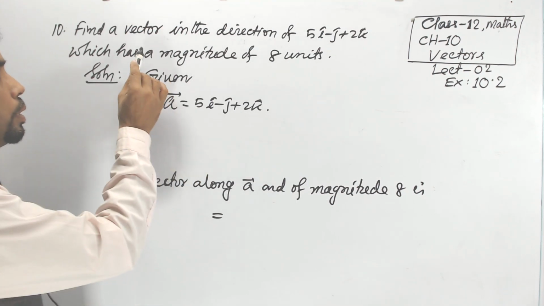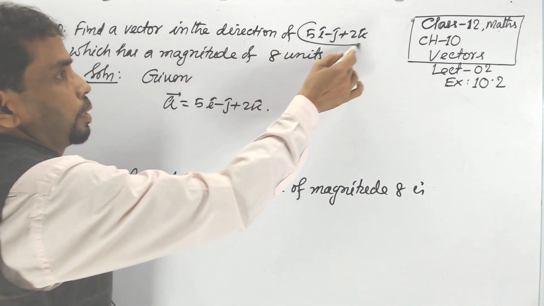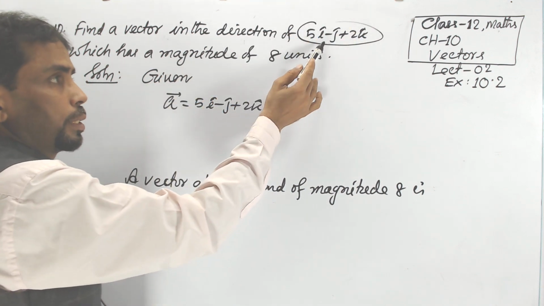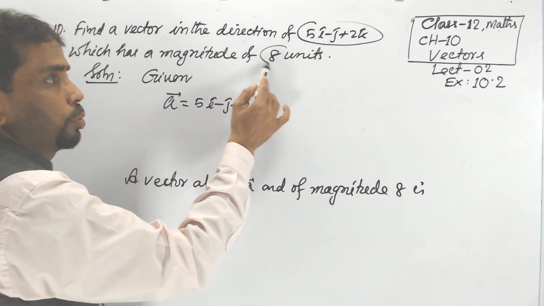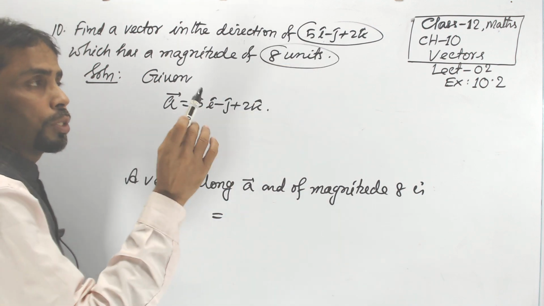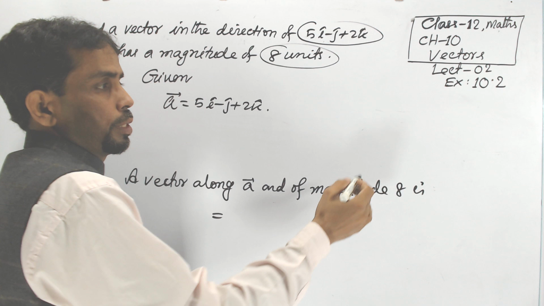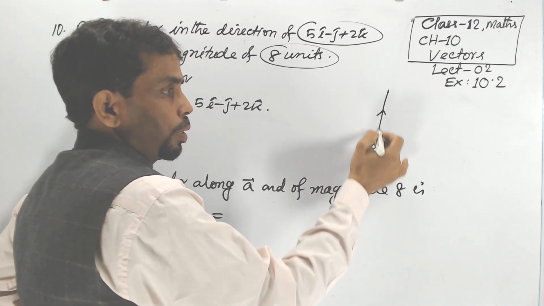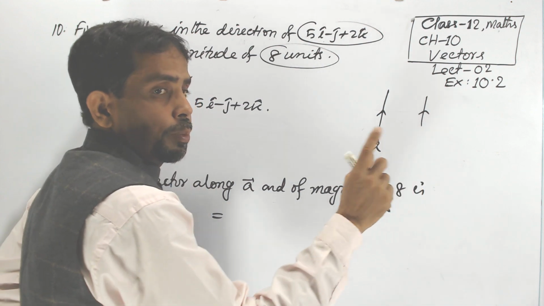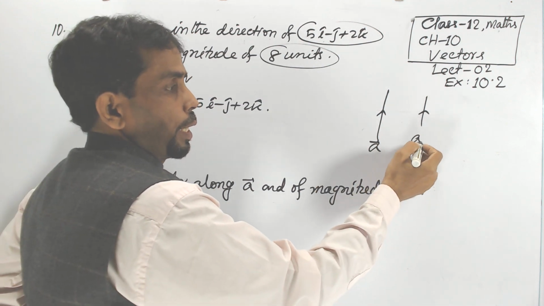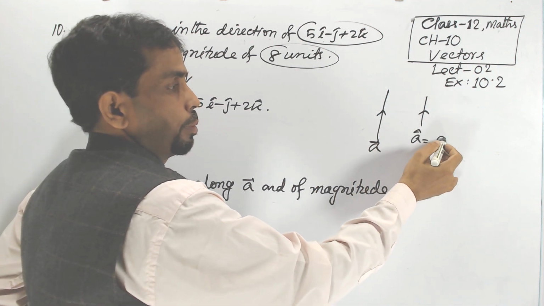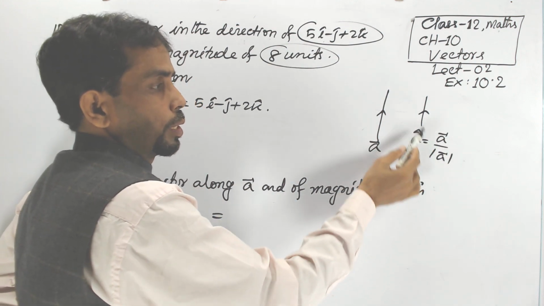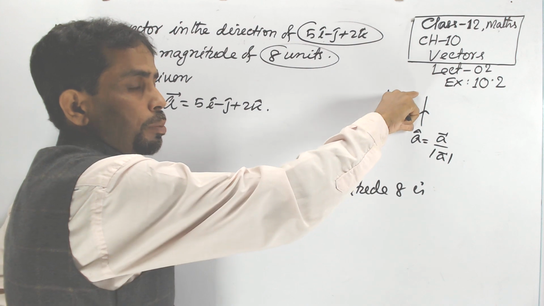Question number 10. One vector is given and you are asked to find another vector in the same direction whose magnitude should be 8 units. So the concept is coming from unit vectors. Listen carefully. This is a vector A. And along A, if you find a unit vector, meaning magnitude 1, it is A cap, which is given by the vector divided by its magnitude. This is the formula to get the unit vector. Unit vector means magnitude is 1.